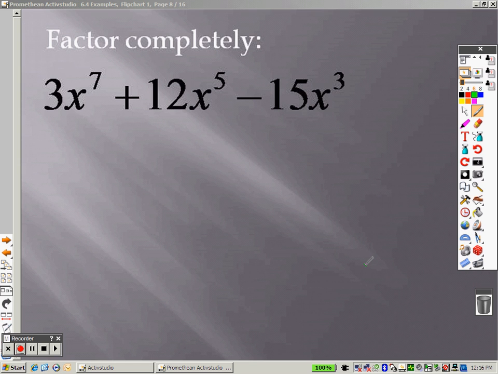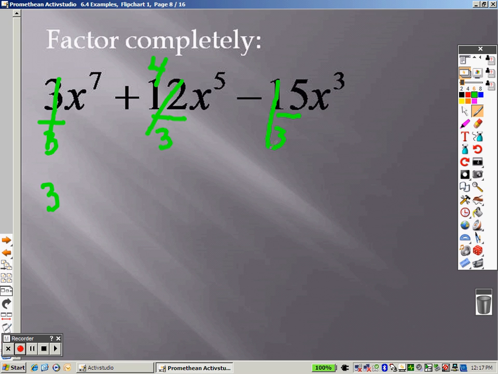Alright, so continuing here with 6.4, and we're going to try out some more examples with factoring. When we're looking at these, start with the numbers again, and I realize that in every single one of these I can divide each of them by 3. I can take a 3 out of every single item. When I do, the 3's cancel out here. This reduces down to a 4, and this reduces down to 5.